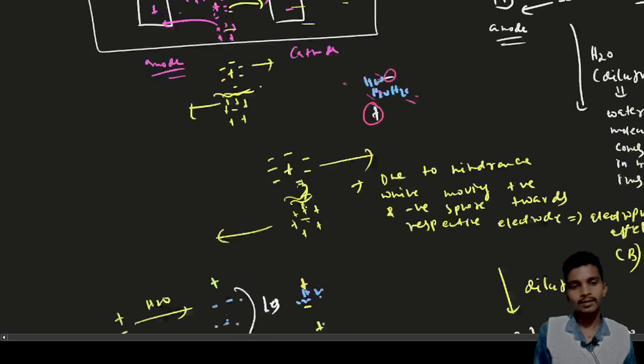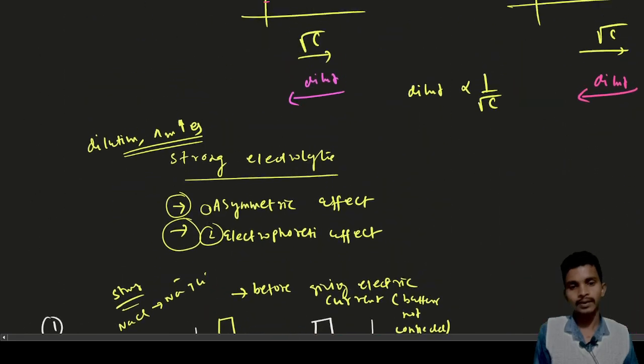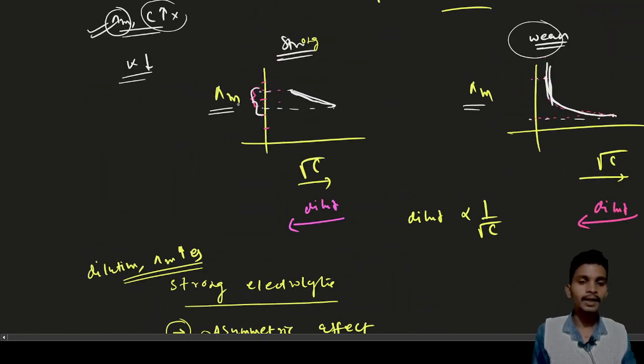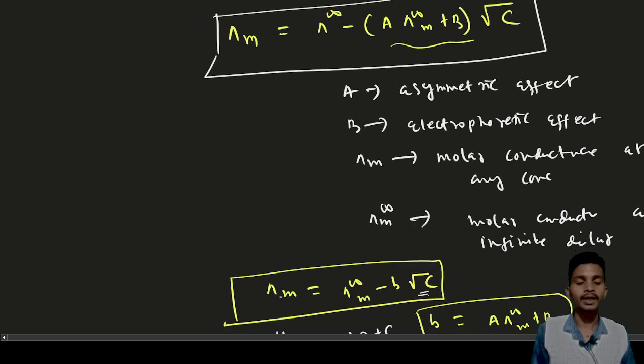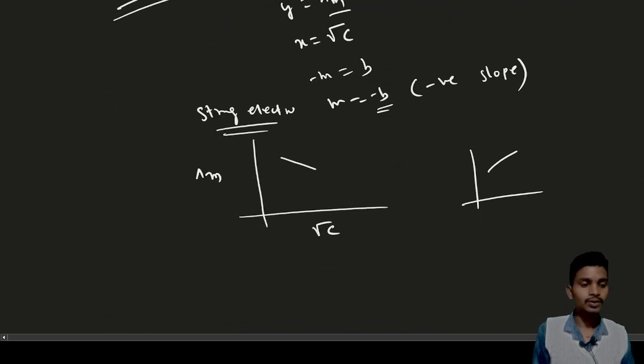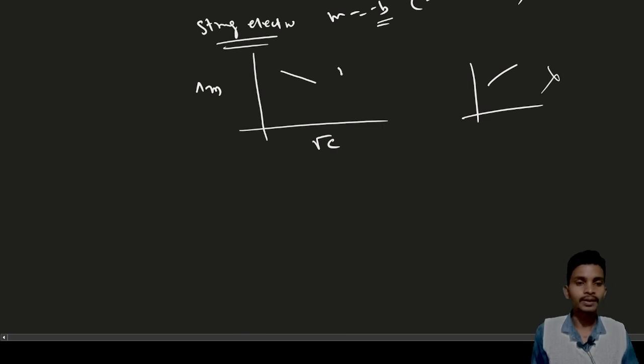Also we have said that for strong electrolytes the graph will be like this, and we have discussed it, because a strong electrolyte completely dissociates. So molar conductance is already at a very high value and increases only by a very small amount. Also, this graph is given by the Debye-Hückel-Onsager equation. This is for strong electrolytes, because here the slope is negative, slope equal to minus b. That is the negative slope.